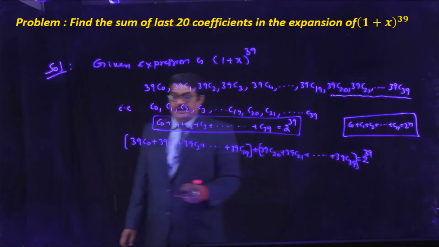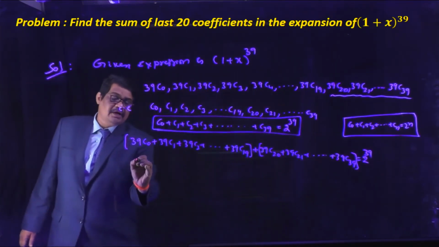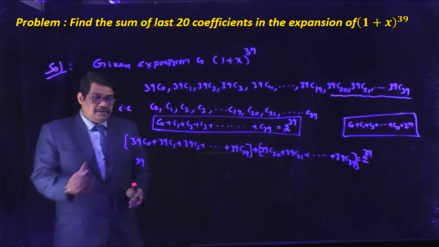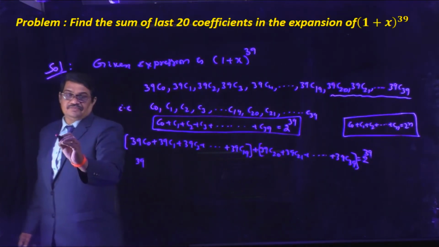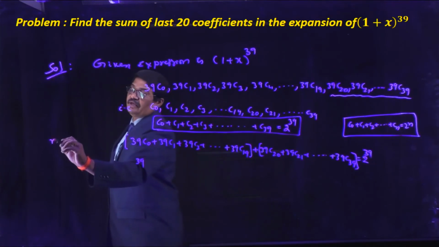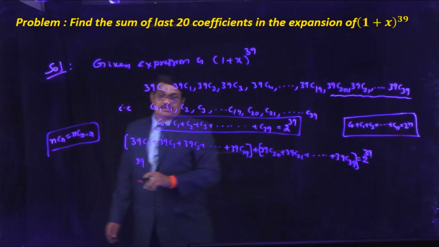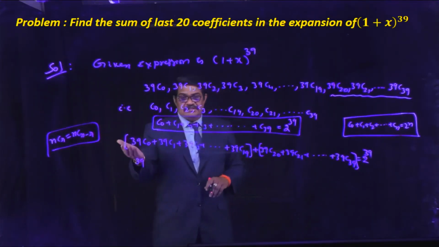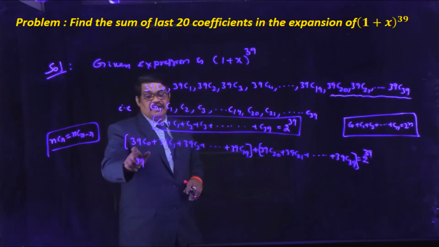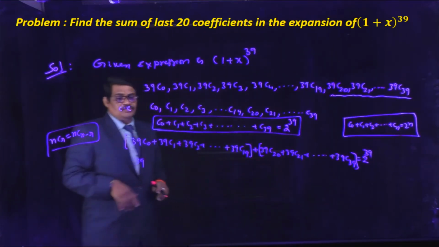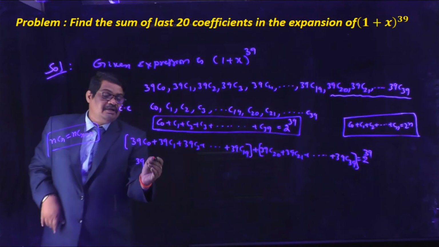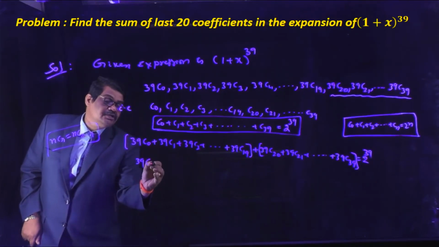Now here the formula is nCr is equal to nC(n minus r). We know the formula nCr equals nC(n minus r). Here, 39C0 can be written as 39C(39 minus 0), that is 39C39.